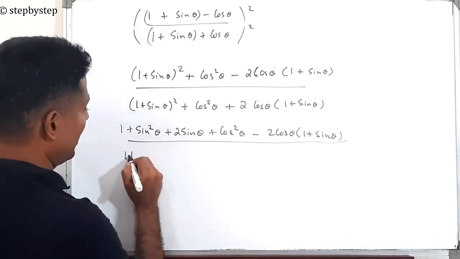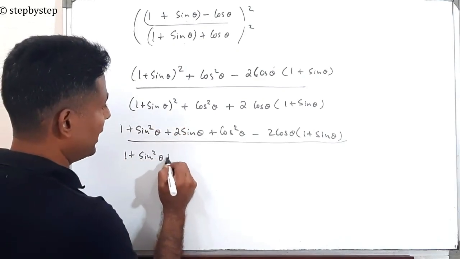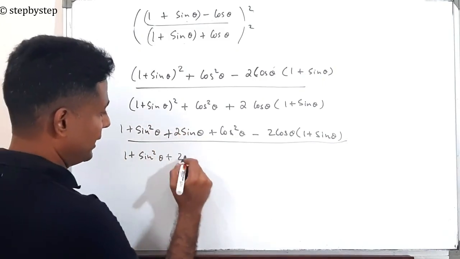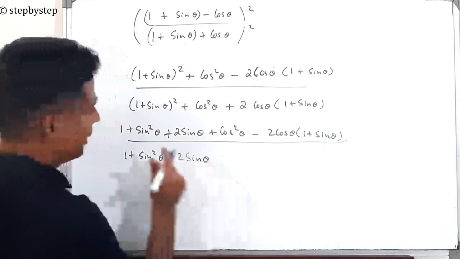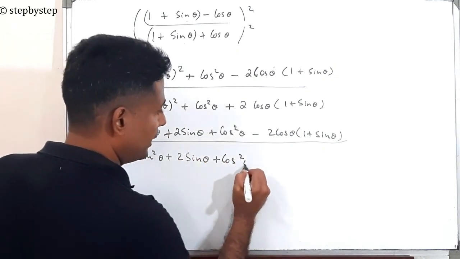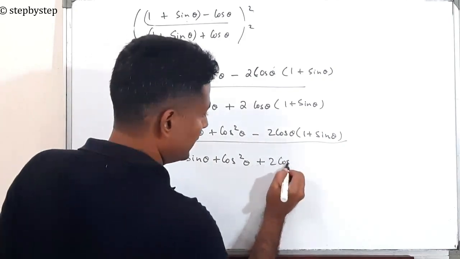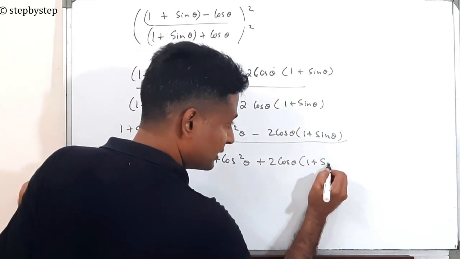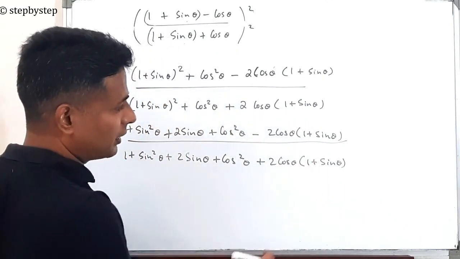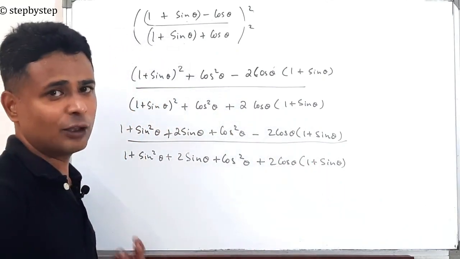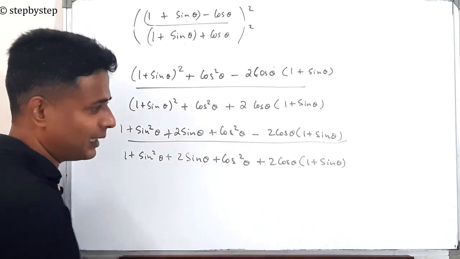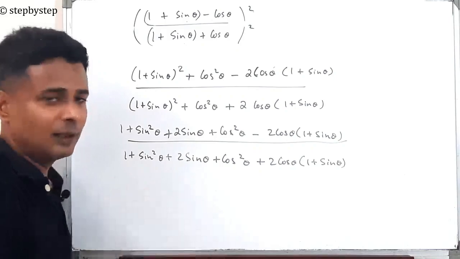Again here it will become 1 plus sine square theta plus 2, sorry, here it would be minus 2 sine theta. Oh sorry, it is plus sine theta, correct. Plus 2 sine theta, a plus b whole square formula. Plus cos square theta plus 2 cos theta into 1 plus sine theta. I am again not opening, because when I open I get 2 cos theta plus 2 sine theta cos theta, which is of no use right now. We cannot do anything with that. With no formula, we cannot take anything common. So I have kept it like that.